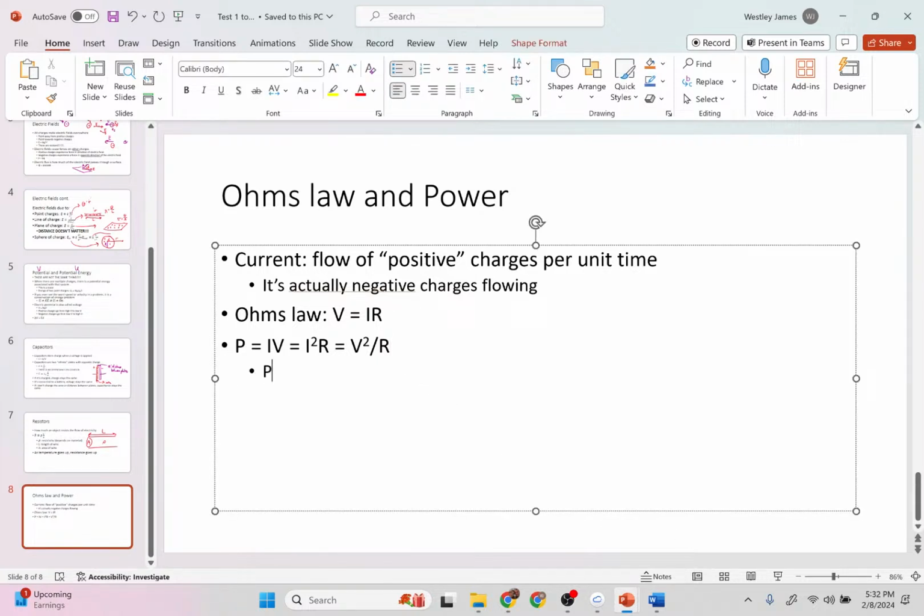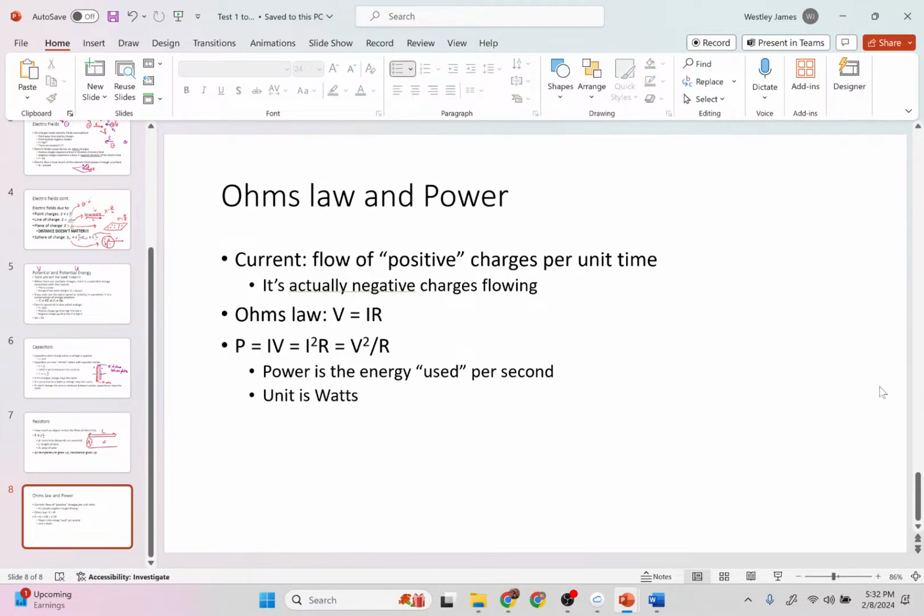Okay, so that power is the energy used per second. The unit is watts. Worth mentioning that because people tend to forget that.